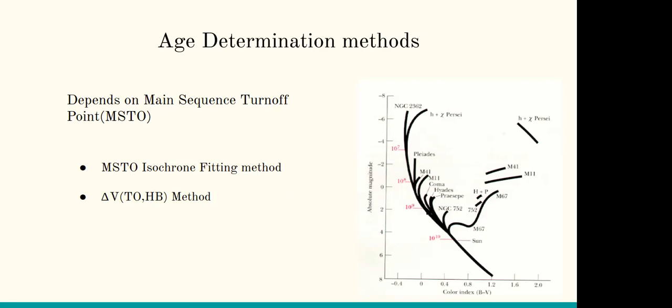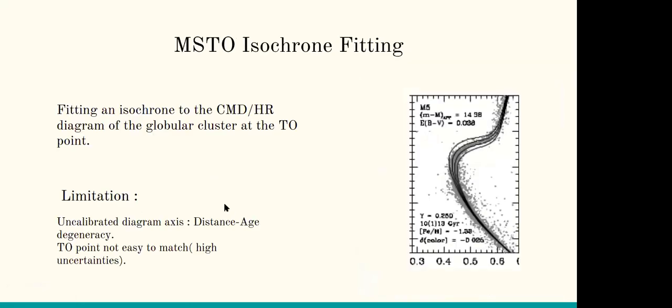So in the globular clusters, the methods used for age determination which were discussed in the paper were these two. First is the main sequence turnoff, fitting this main sequence turnoff with an isochrone, and second is the relative aging method, which I will discuss in the further slides.